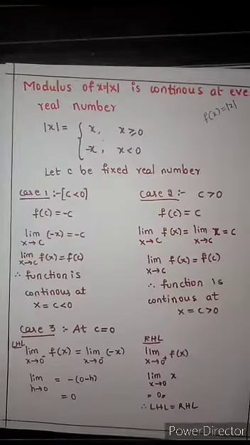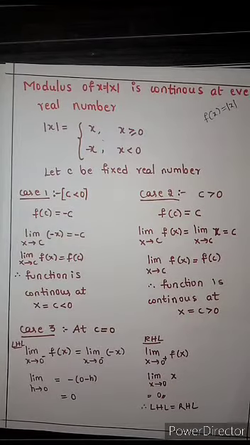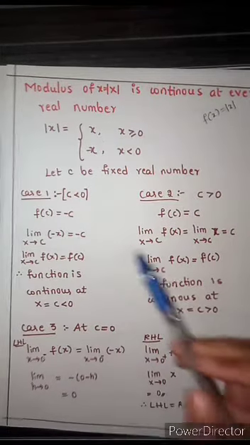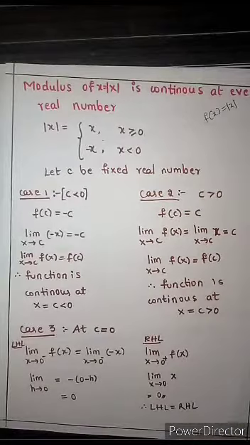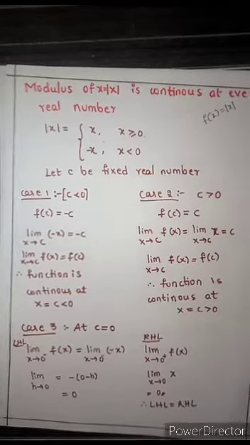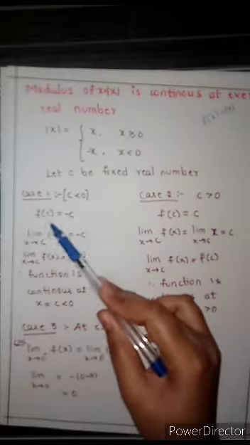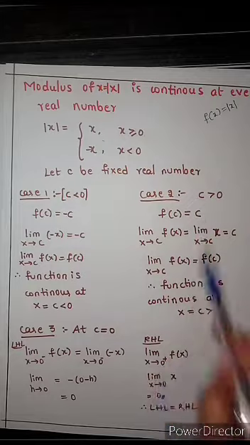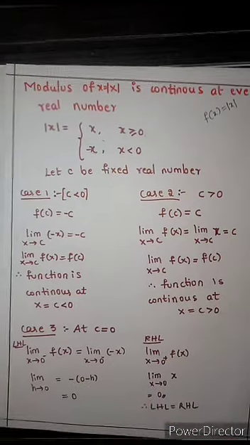Here we have to prove this in 3 cases. Case 1 is when c is strictly less than 0. Here to prove this, the limiting value should be equal to the functional value. This is the limiting value, this is the functional value. If they both are equal, then it is continuous. Let's prove the same for all.